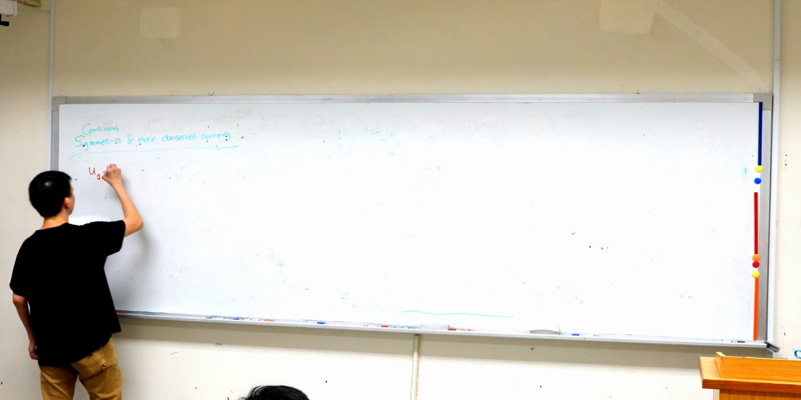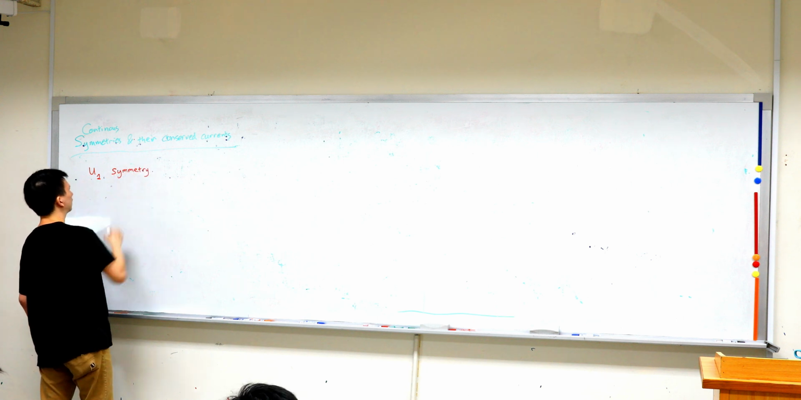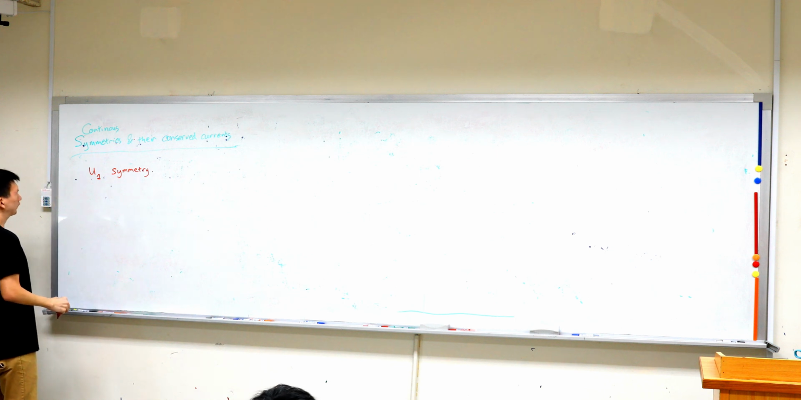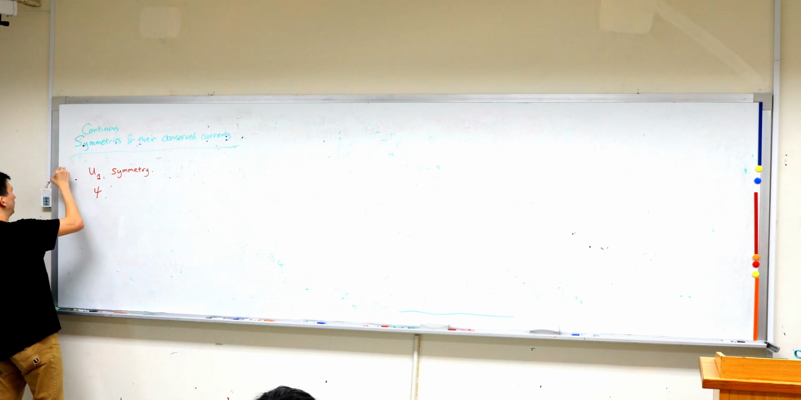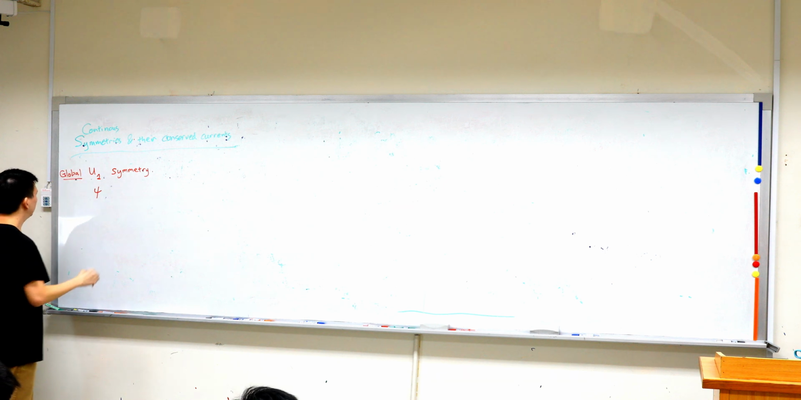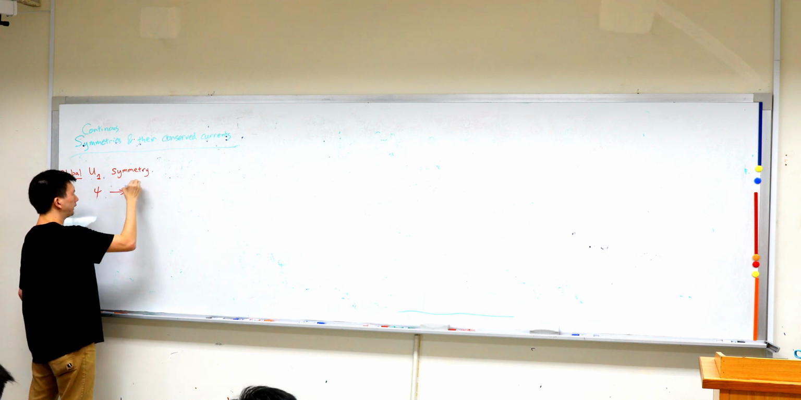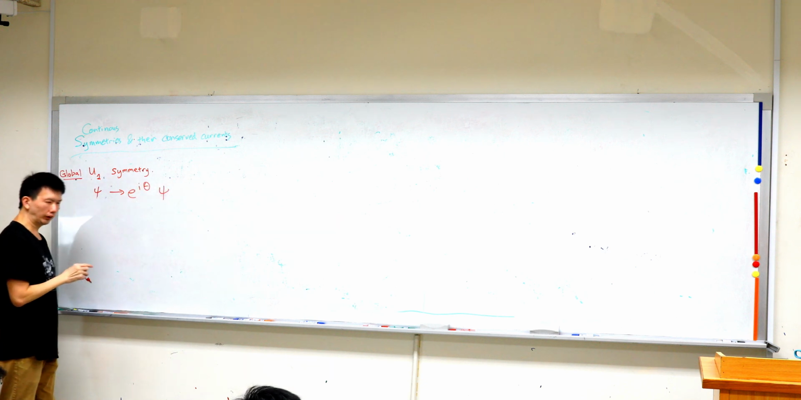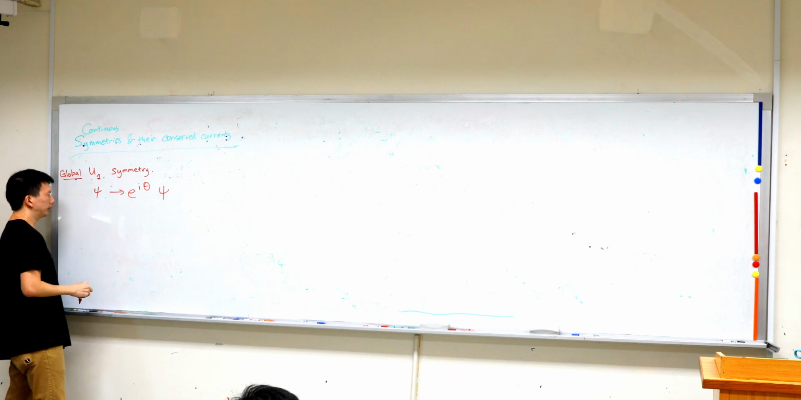So U(1) symmetry is what I actually mentioned already. By U(1), I'm now talking about global U(1) symmetry, which means that I'm going to take psi, which is my 4-component Dirac spinor, and replace it with psi times a phase. But now my phase is going to be a constant. I'm not going to let it be space-time dependent.